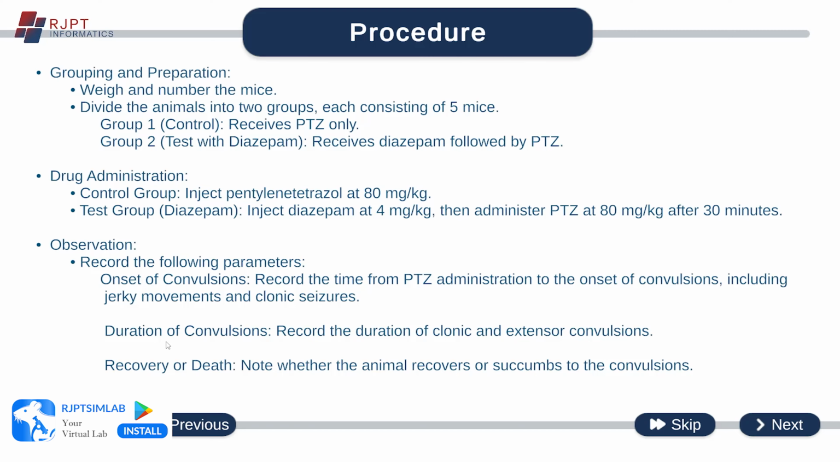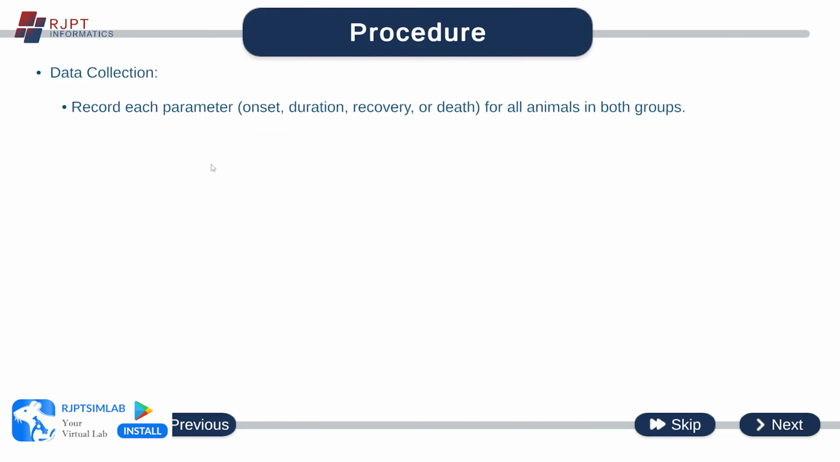Second, we have to measure the duration of convulsion, which means you have to record the duration of clonic and extensor convulsions. Third is the recovery or death part. You have to note whether the animal recovers from the convulsions or succumbs to them. Succumbs means the convulsions cause the death of the animal. The next parameter is data collection. We have to record each parameter, onset, duration, recovery, or death, for all the animals in both groups.